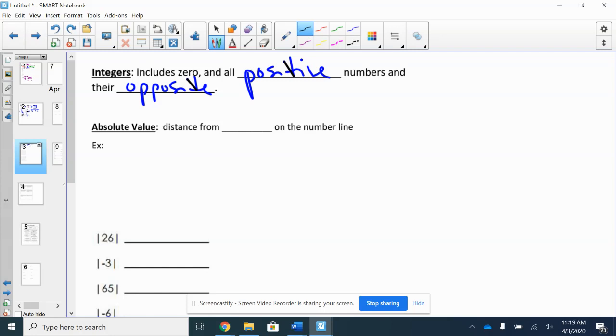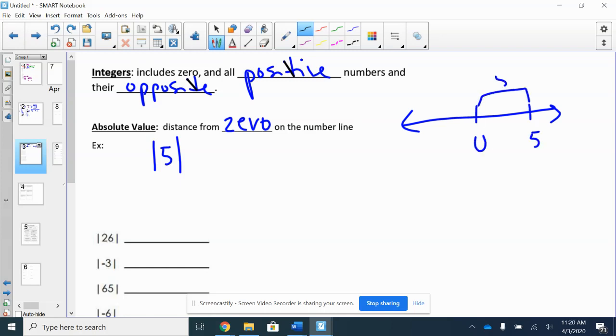Absolute value is the distance from 0 on a number line. Okay, so the absolute value of a number is how far that number is from 0. So the notation for absolute value are bars, straight up and down. So if I have the absolute value of 5, if I look at 5 on a number line, the distance from here to here is 5 units, right? So the absolute value of 5 is simply 5.